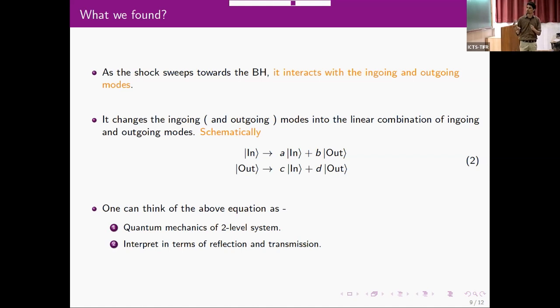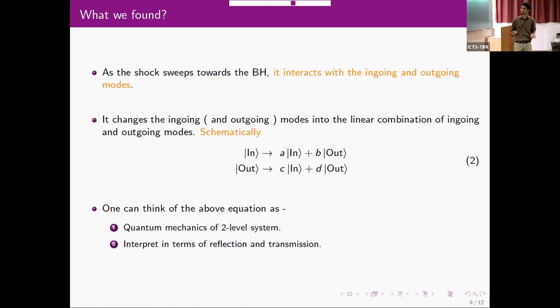And you can think of this process in two ways. One way to think of this process is as the quantum mechanics of a two-level system, where one level represents the ingoing mode and the other represents the outgoing mode. And if the shock hits that mode, think of it as some perturbation which is changing the state of the system. If initially you have only ingoing modes, it's just changing into a linear superposition of ingoing and outgoing modes.